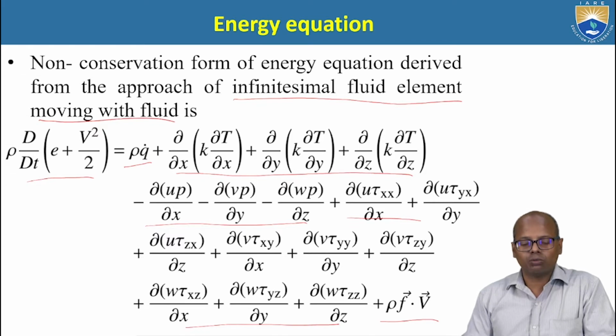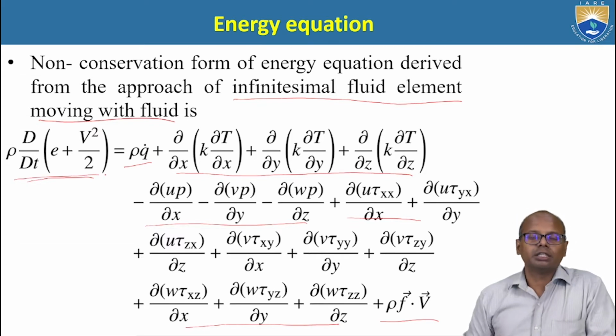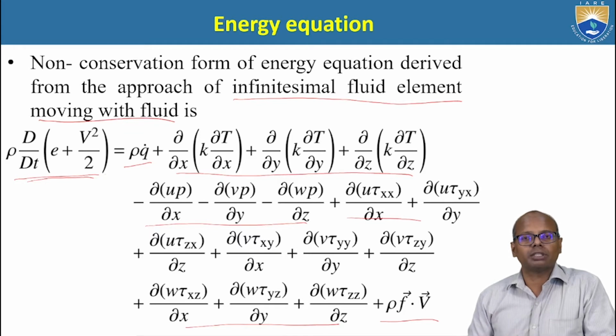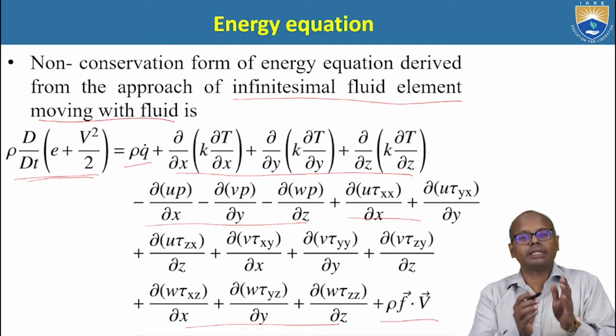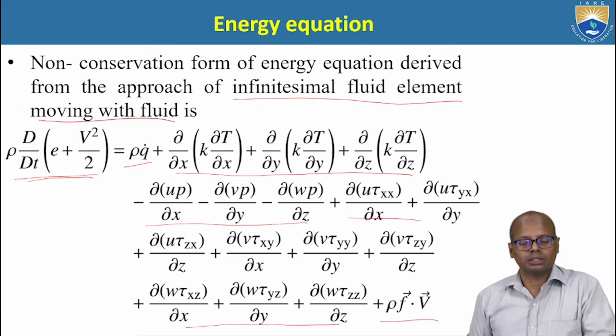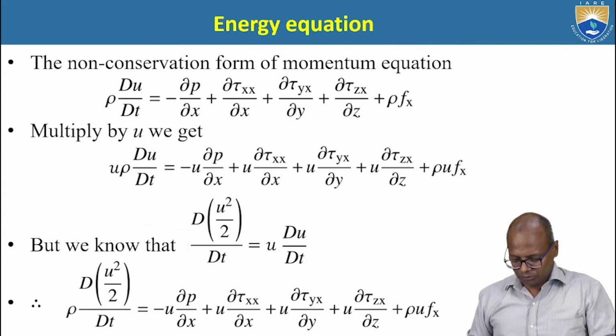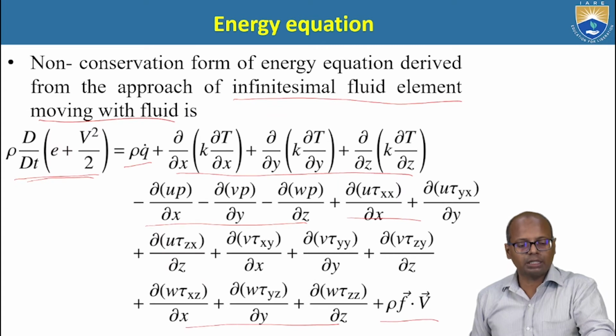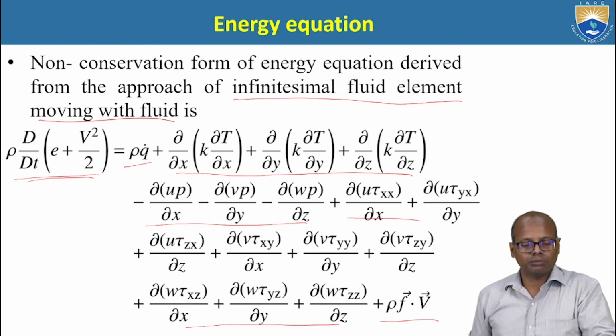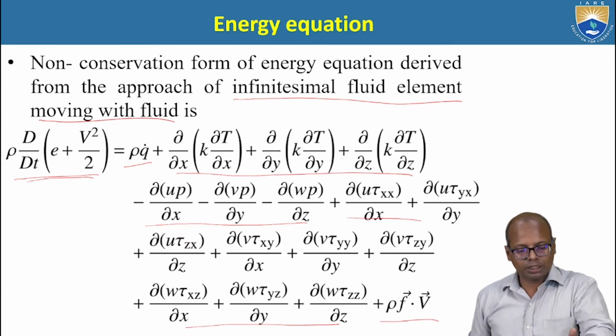Now we have to convert the left hand side into conservative form, so we need a del dot term on the left hand side. How to do that? We'll take this equation. Here we have two terms, one is e and the other is V square by 2. We'll see what d by dt of V square by 2 is and what d by dt of e is separately, and then come back to the main equation. First, we'll see V square by 2.